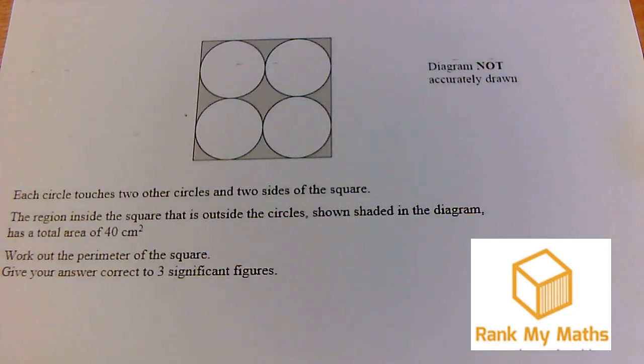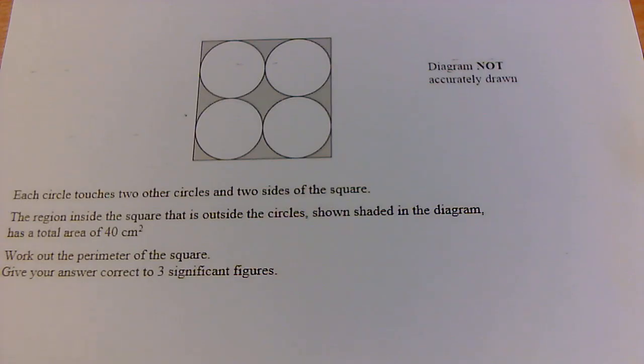So here we have a calculator question, and it says each circle touches two other circles and two sides of the square. The region inside the square, that is outside of the circle, is shaded and has a total area of 40 centimeters squared. Work out the perimeter of the square.